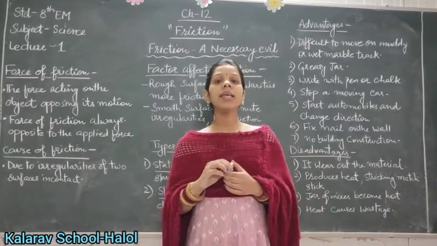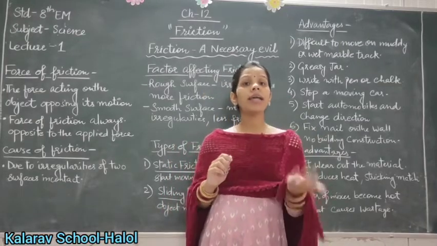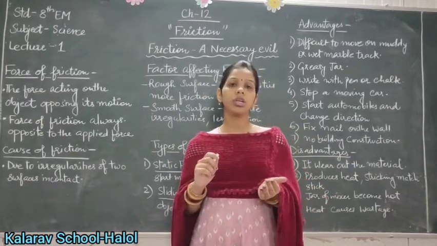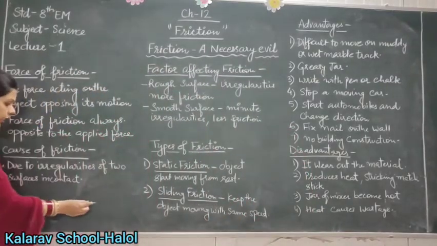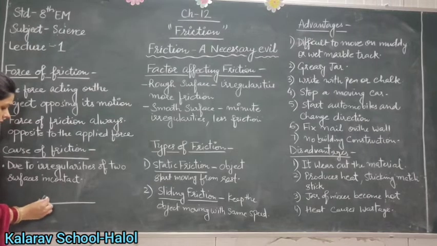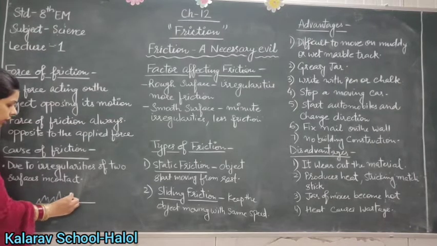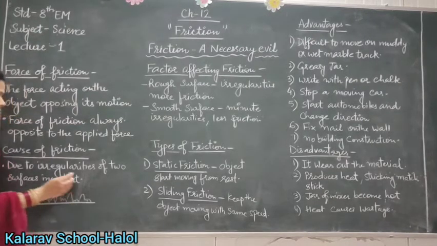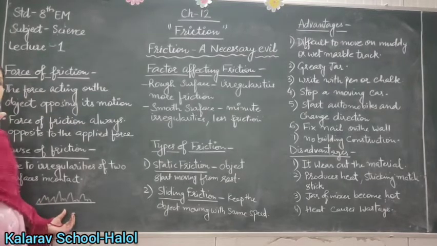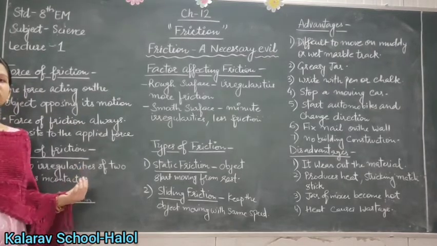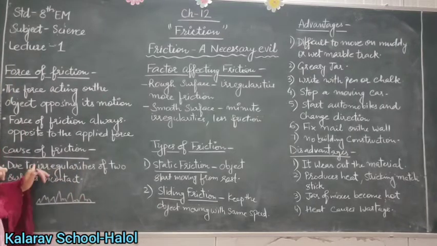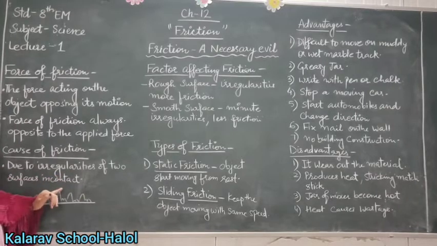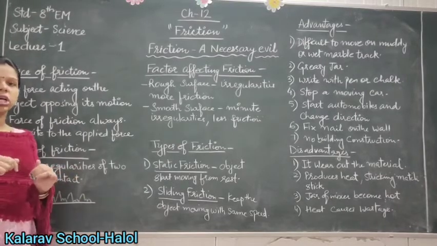So what is the cause of friction? Why does this force of friction occur? As we know, there are irregularities on the surfaces where two bodies are in contact. These minute irregularities are not seen with the eyes, but when the irregularities of two surfaces come in contact, the force of friction occurs.